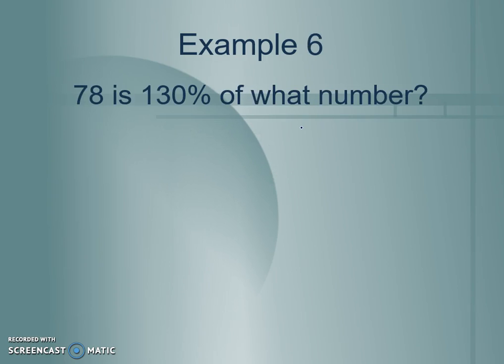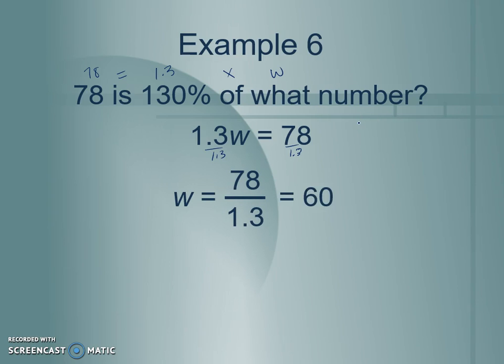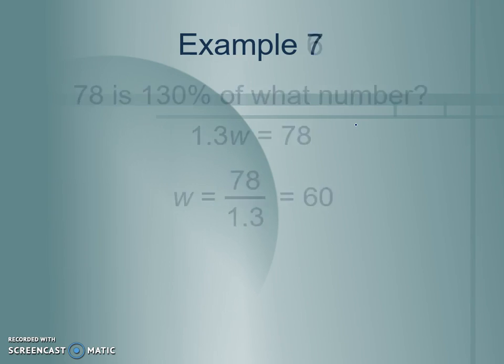Example 6. 78 is 130% of what number? So we have 78 is, that's equals 130%, or 1.3 would be our decimal form, of, that's times, what number, or what whole number. So we have 1.3 times W equals 78, and go ahead and divide to get W all by itself, and we get W equals 60, or our whole number that we started out with in our equation would be 60.